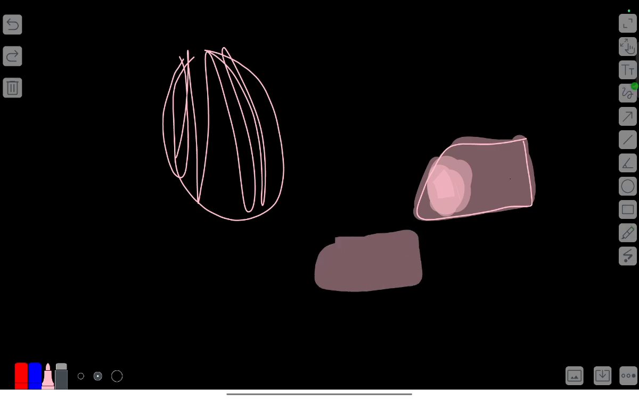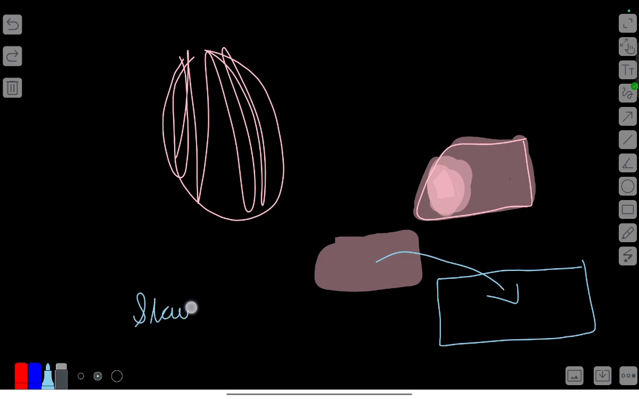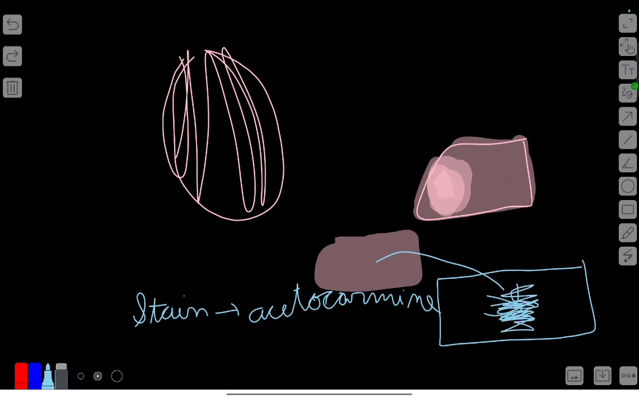You're supposed to place it under a glass slide. Place the onion peel under a glass slide, and then which is the stain that you're using here? The stain that you're using here is acetocarmine. Place it under that stain for a bit of time. Keep it there until it's properly stained.